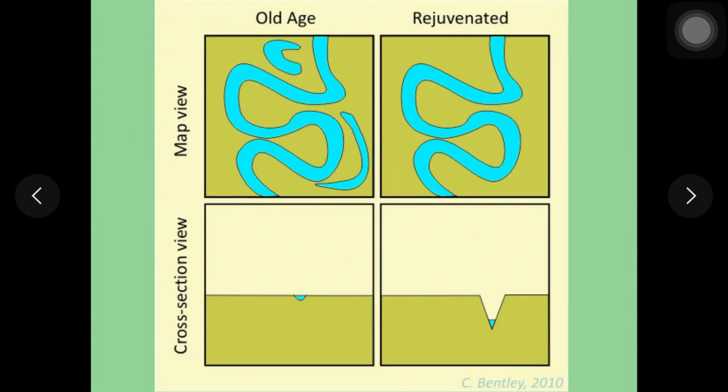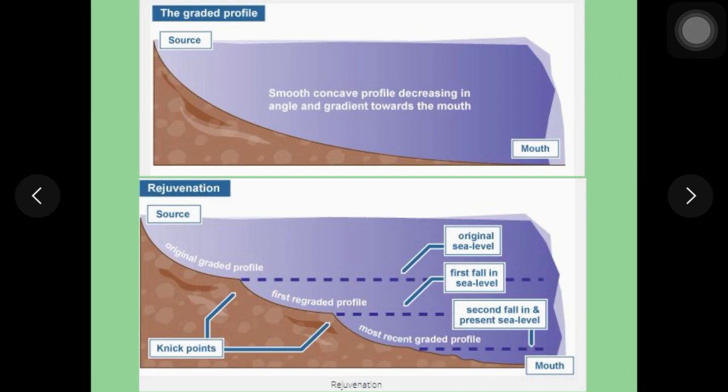The same case is again shown here. This is the older stage and the river is becoming young again. Why and how can this happen?